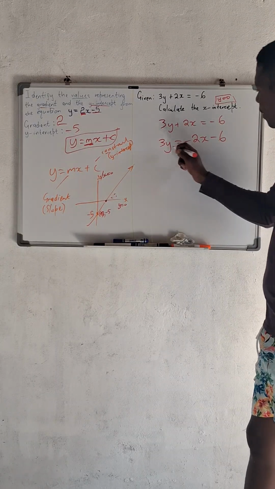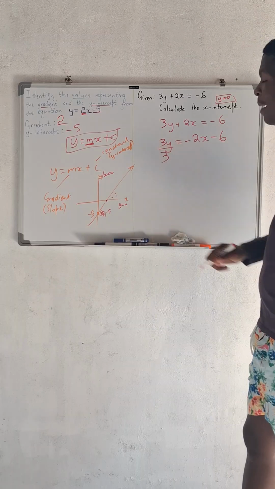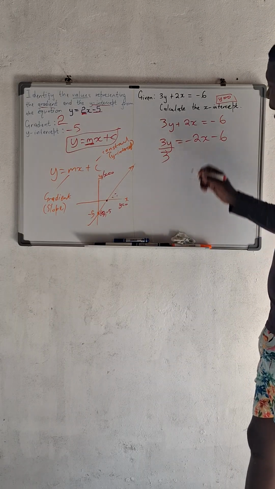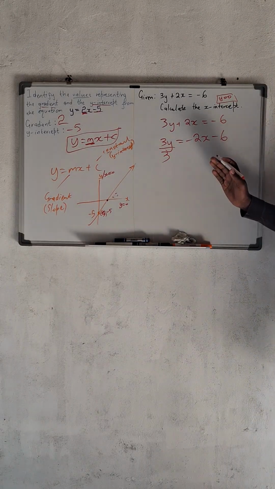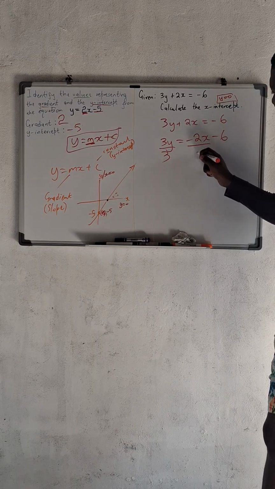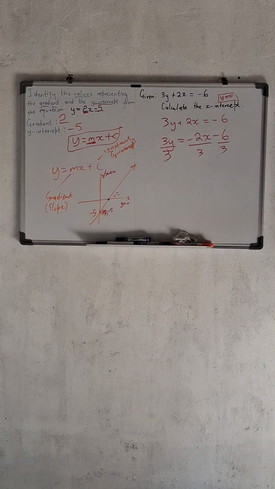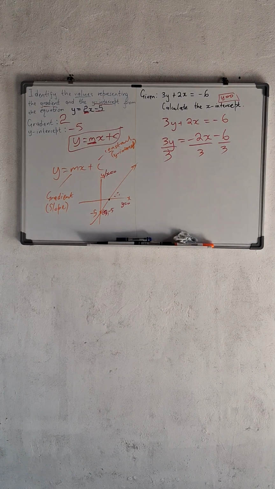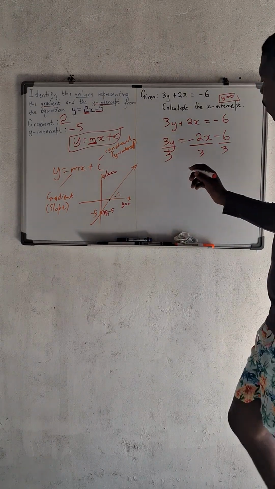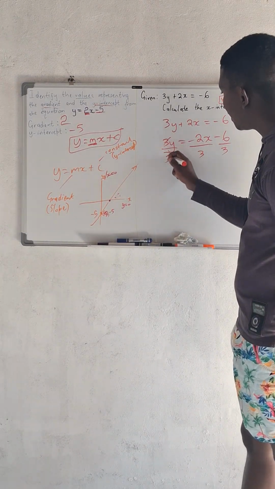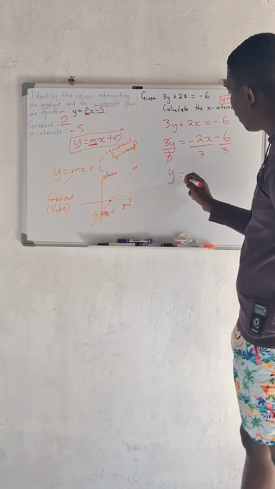multiplication inverse. I divide by 3, but whatever I do to the left, I must do it to the right. Now, be careful here. You need to divide by 3 each term. Divide by 3. Right? I'm still following. Cool. So, this will cancel that. We're going to have y is equal to.